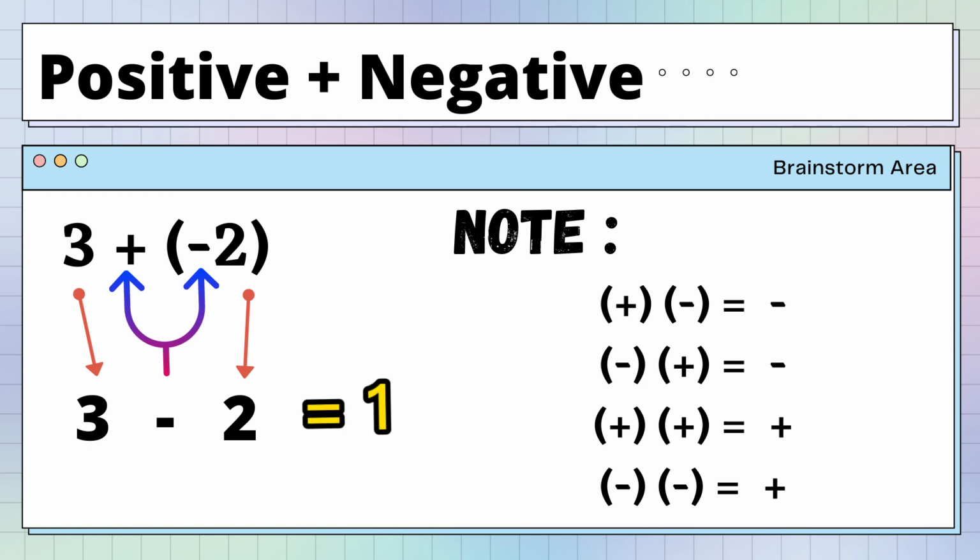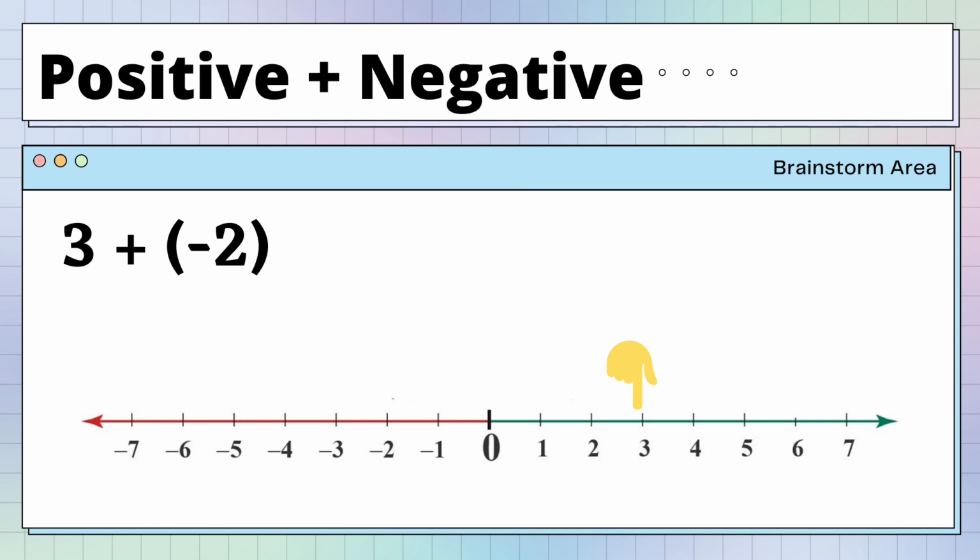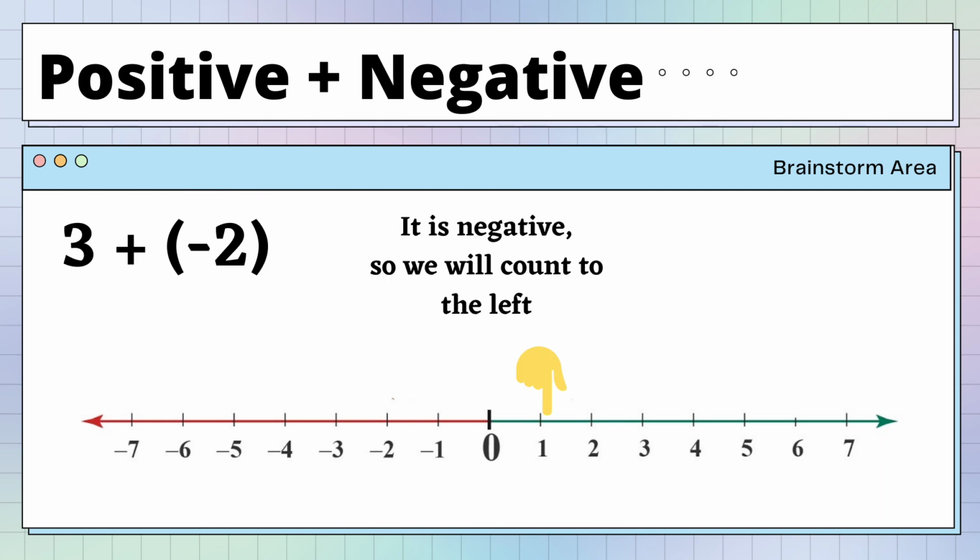But let's still check it from the number line. Since 3 is a positive number, then we will count 3 from the right side of 0. And since 2 is a negative integer, then we will count 2 from the left side of 3. And we will get the same answer, which is a positive 1.